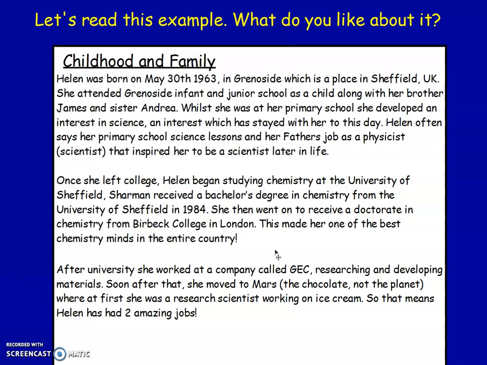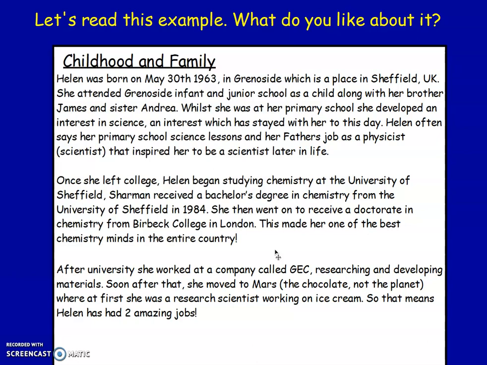So I'm getting it from the source, which is her. She said that. Helen often says her primary school science lessons and her father's job as a physicist, which is another type of scientist, inspired her to be a scientist herself later in life. So again, I've gone into detail about what she did as a child, where she went to school. I found out this information because it's important to building a picture of her as a person. So, once she left college, Helen began studying chemistry at the University of Sheffield. Sharman received a bachelor's degree in chemistry from the University of Sheffield in 1984, and she then went on to receive a doctorate in chemistry from Birkbeck College in London.